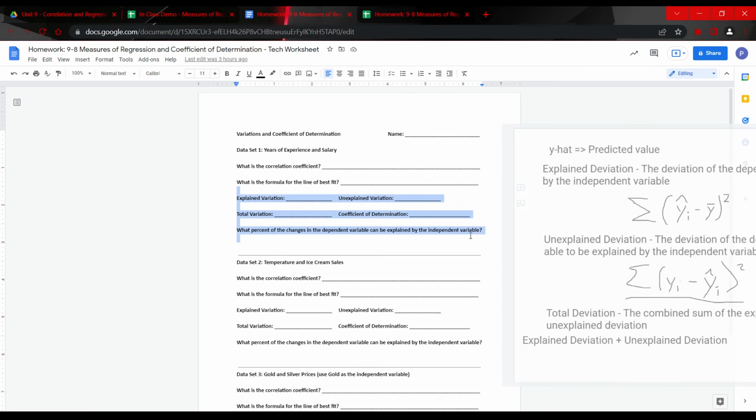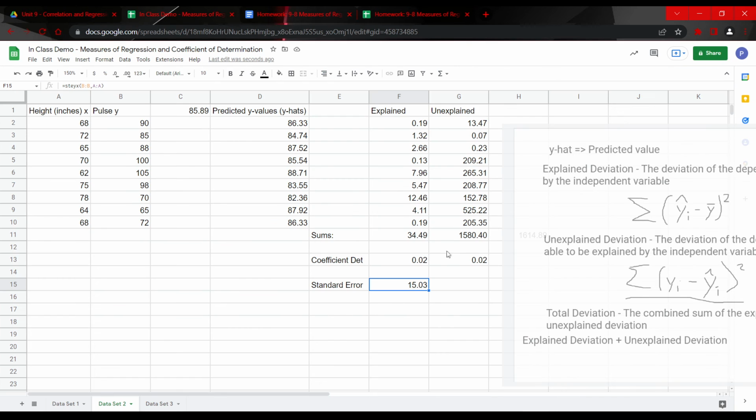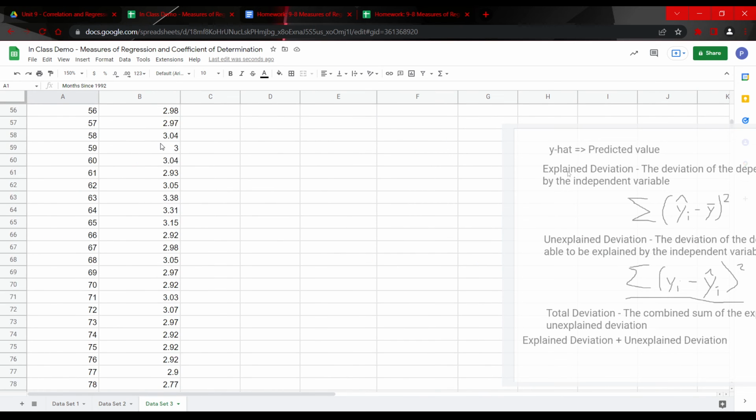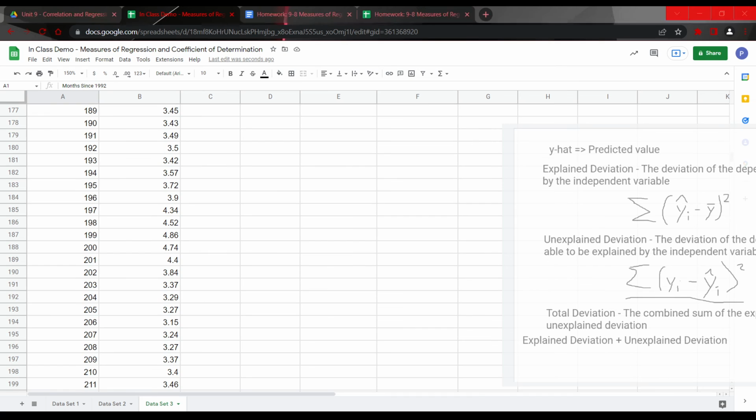That would be enough to fill in the things you need to do here. One more example. This one is months and beef. So this one's another long one.